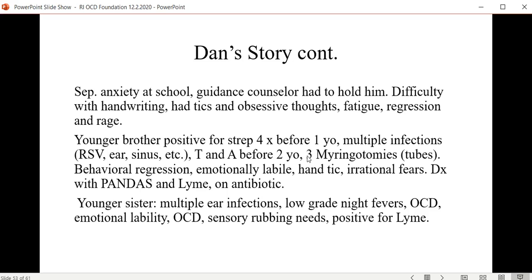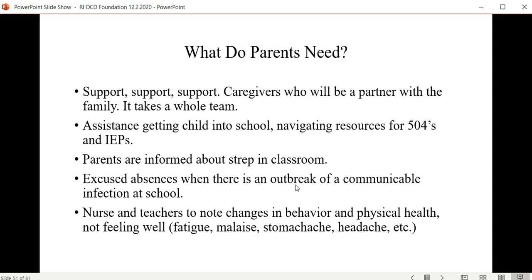So it's not uncommon to have more than one child get PANDAS, and it's often developed as they get into those ages where strep is really high, which is 7 to 12. The younger sister, multiple ear infections, low-grade fevers of unexplained origin, OCD, lability, and rubbing issues, sensory issues, and positive for Lyme as well. So parents need a lot of support.